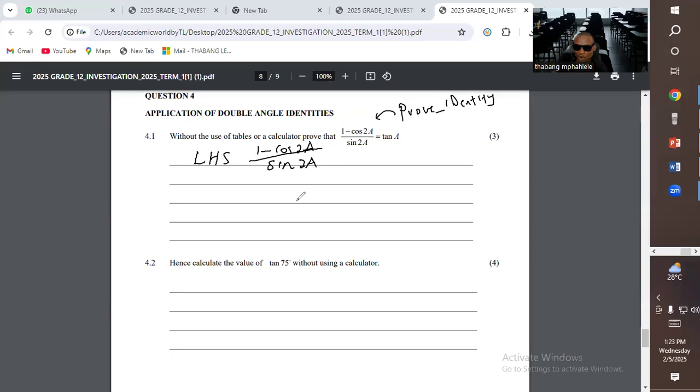We notice that cos 2A is what we call a double angle. This is the topic of trigonometry. Cos 2A is equivalent to these three things that I'm going to write here: cos squared x minus sine squared x.